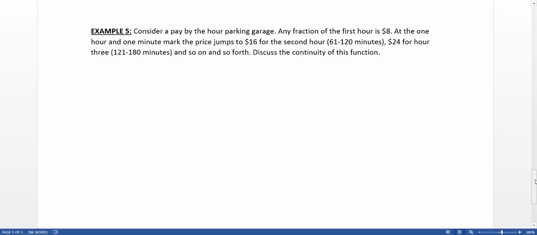So consider a pay-by-the-hour parking garage. Any fraction of the first hour is $8. So as soon as you pull in, you're charged $8, and as long as you leave by the 1 hour mark, your fee is $8.